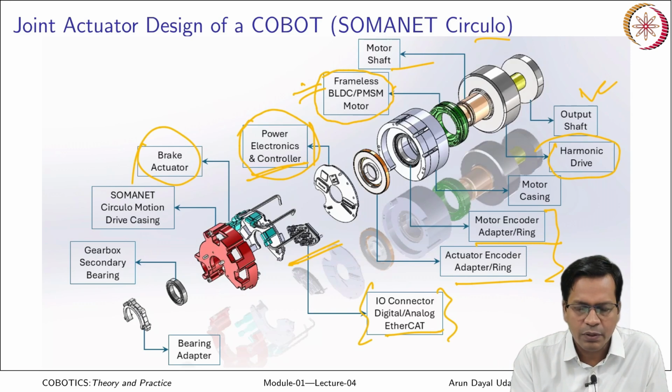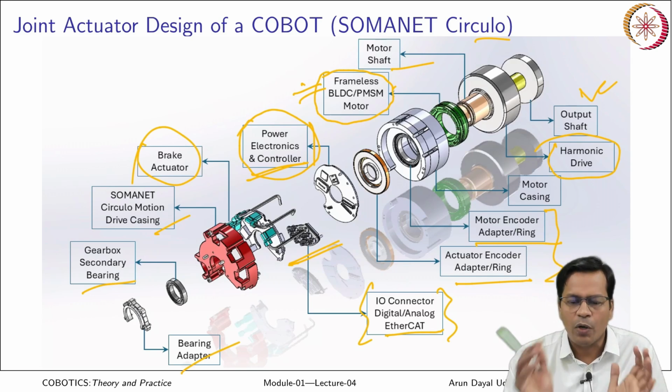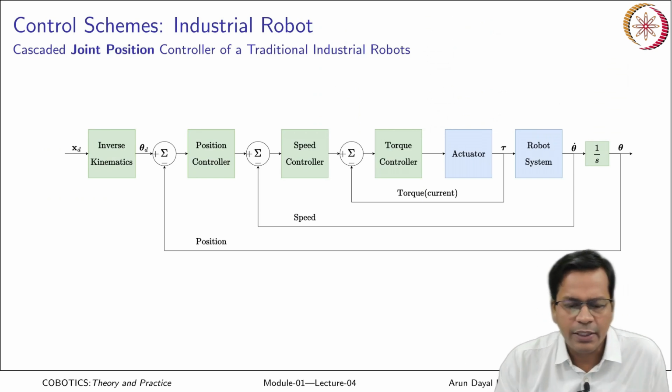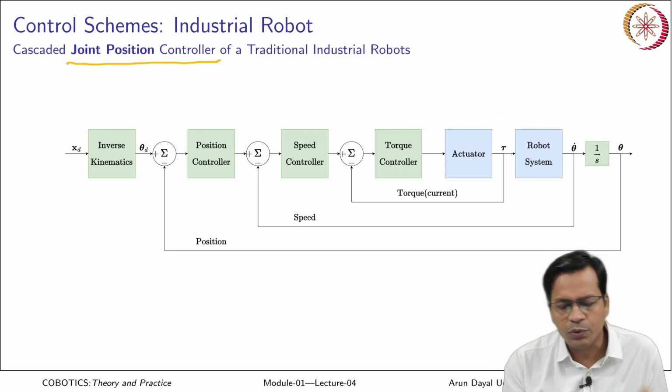Okay, so you have accessories like bearings and all, drive casing is there. So, the whole of this assembly is there in the cobot single joint. Okay. So, now the traditional industrial robot, they have a joint position controller. It used to run like this.